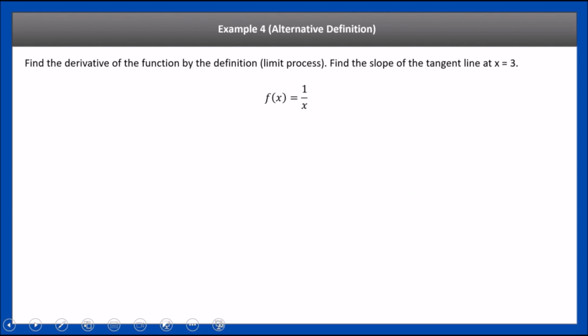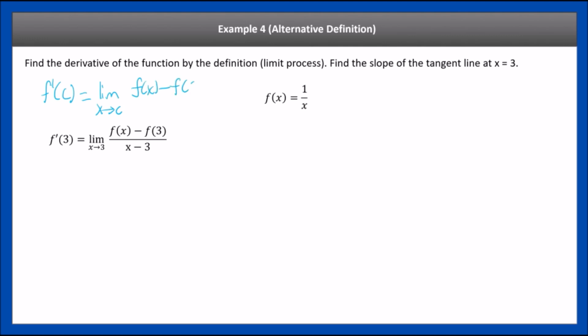Okay, we're going to show you the alternative definition. So the alternative definition, if you recall, is f prime of c equals the limit as x approaches c of f of x minus f of c over x minus c. So if you look at it, that models that perfectly. c is equal to 3. In this case, this is my value of c, and that's why we replace c with 3. Okay. All right, so there's my alternative form.